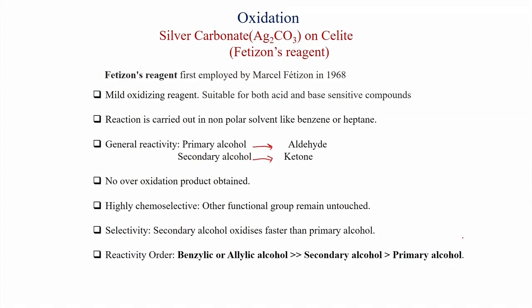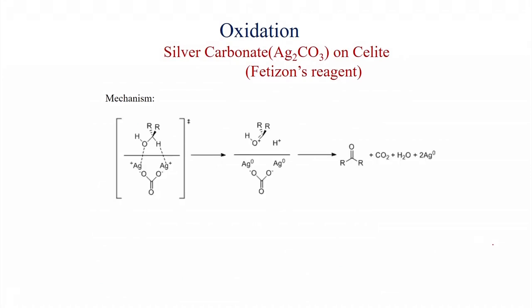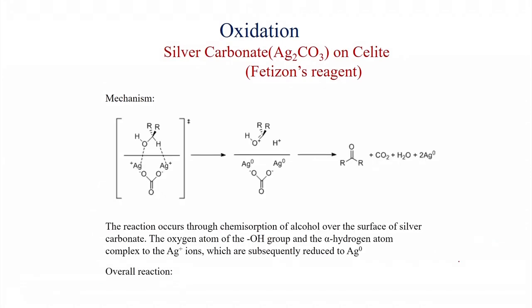And the reactivity order is benzylic or allylic alcohol reacts much faster than secondary alcohol, and secondary alcohol reacts faster than primary alcohol. Also, the reaction is inhibited significantly by polar groups within the reaction system, as well as steric hindrance of the alpha hydrogen of the alcohol. So, what is the mechanism of this reaction? The mechanism is that chemisorption of the alcohol over the surface of silver happens, and then the alcohol oxygen as well as the alpha hydrogen binds with the silver, and ultimately silver one goes to silver zero, and here H plus is formed as well as oxonium ion, and this oxonium ion finally gives the carbonyl compound.